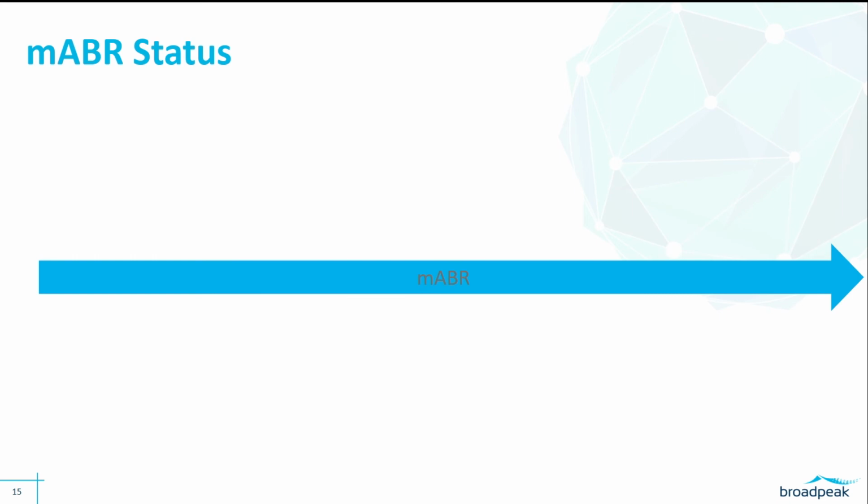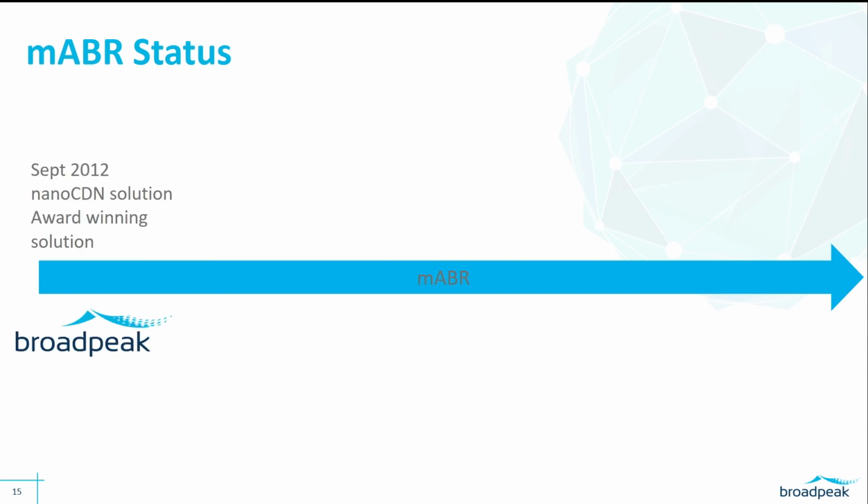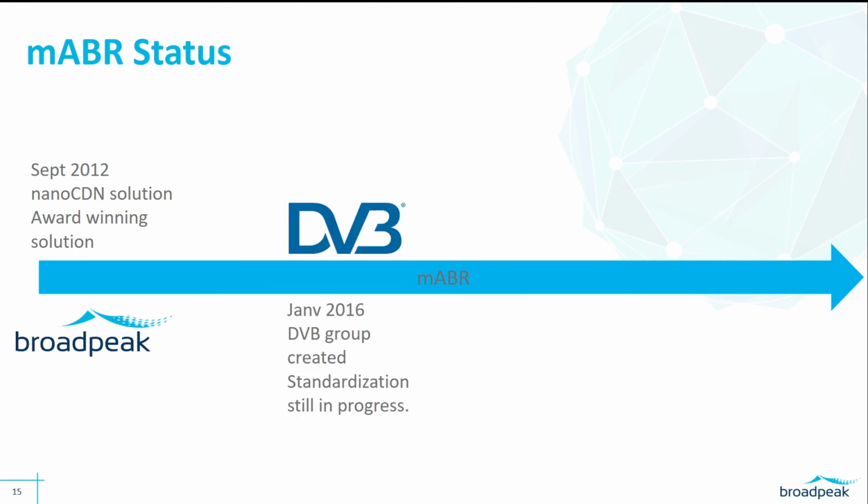And finally, I want to finish with multicast ABR status, on where we are and where we want to go. First, we were the first one to have this kind of solution, what we used to call nano CDN at the beginning. So we have an award for that. It was in 2012. So we know well that solution, and we know well the market around multicast ABR. And then in January 2016, DVB created a group around multicast ABR.